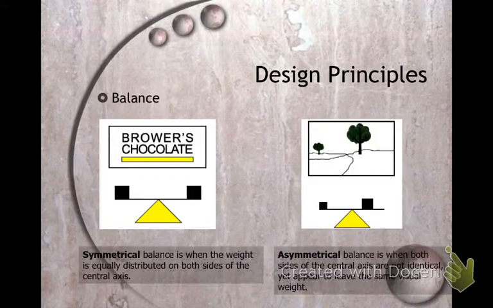On the other spectrum, if it's not balanced, it's called asymmetrical or informal balance. So we have asymmetrical balance when both sides are not identical. Okay, the one on the left, which is symmetrical balance, is very easy to do as a designer. Make sure everything's equal. The one on the right is where it becomes more difficult to get it done and make it look right. Okay.